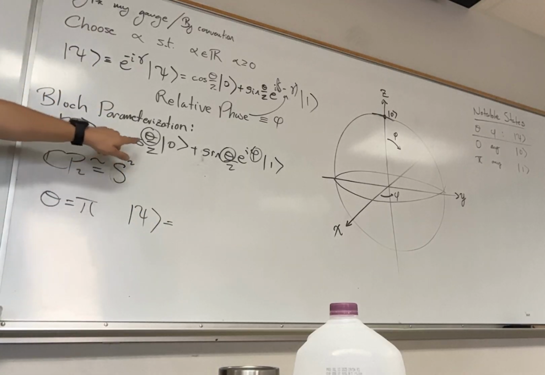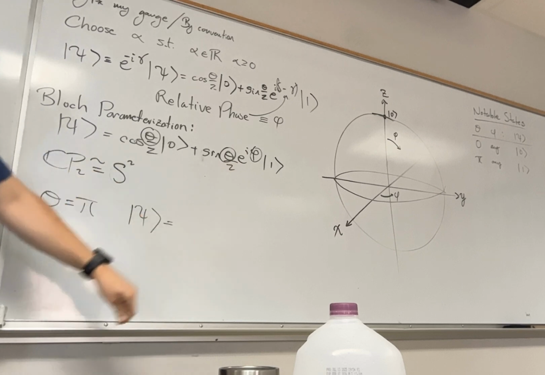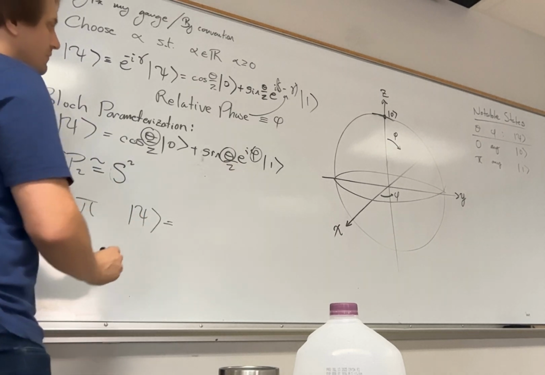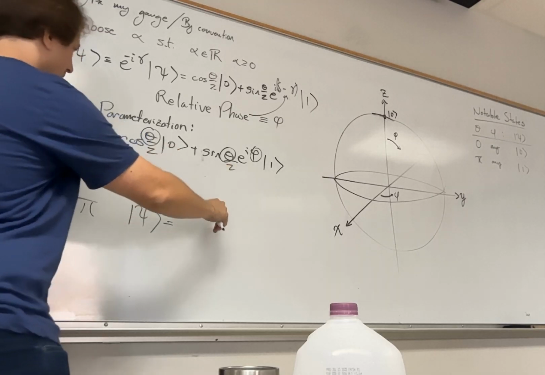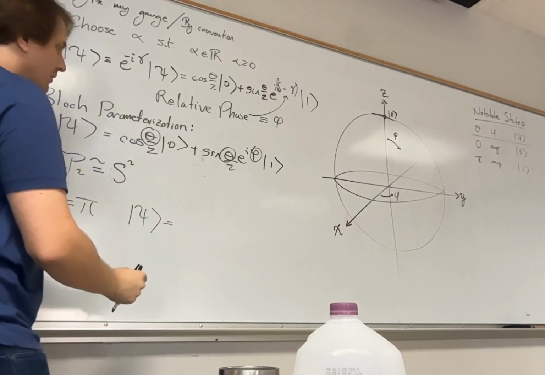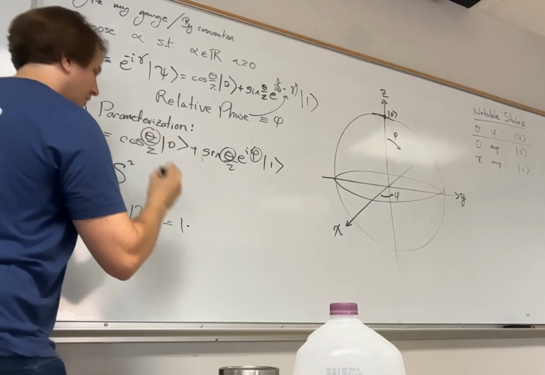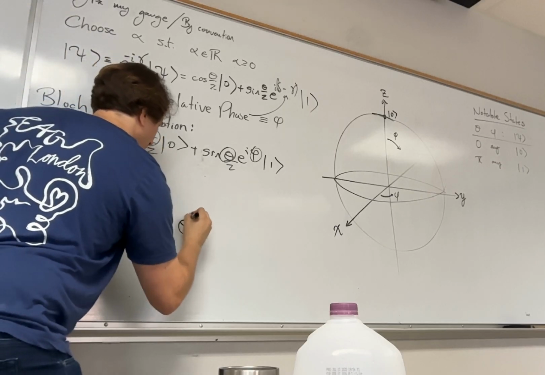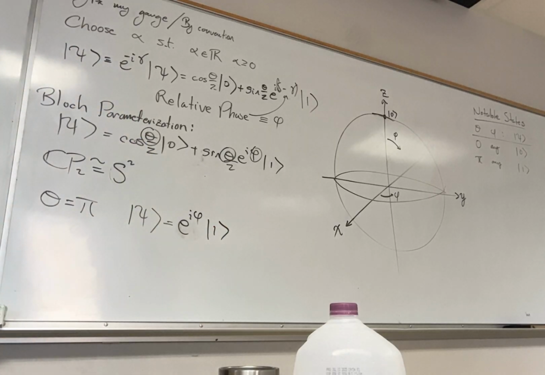Well, if I plug in pi over 2 to the cosine, this drops out, and the sine becomes 1, but we still have this. So what do I have explicitly? Sine of pi over 2 is 1. So I have 1 times e to the i phi times the 1 state. So I claimed before that this was the 1 state, but it's actually e to the i phi times the 1 state.